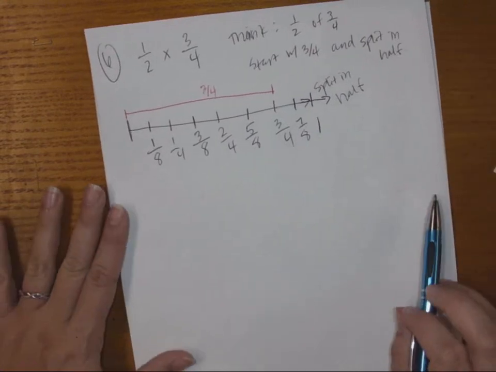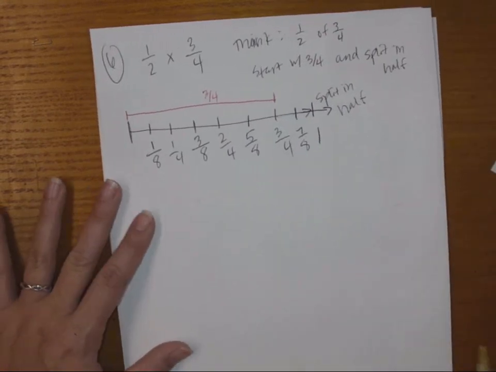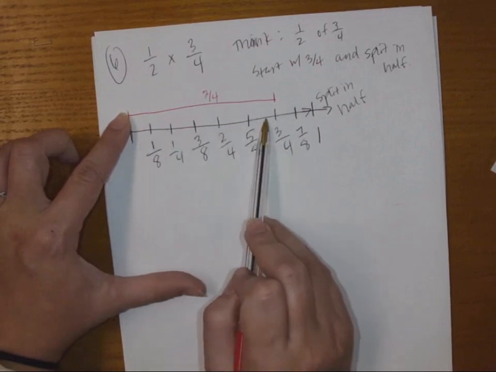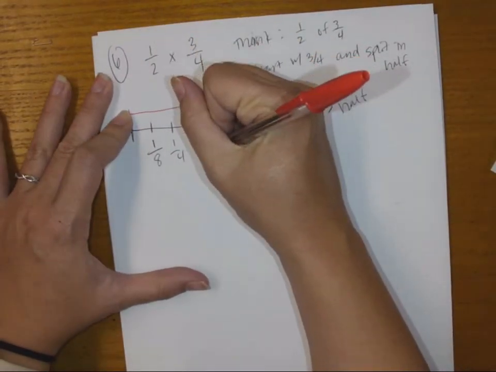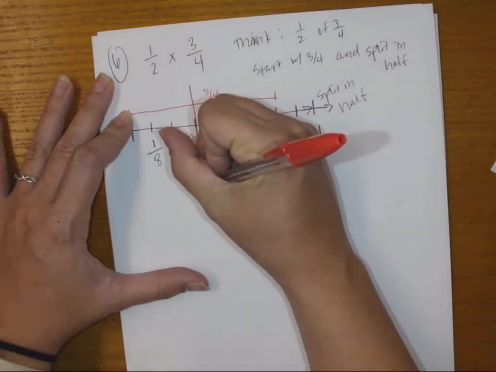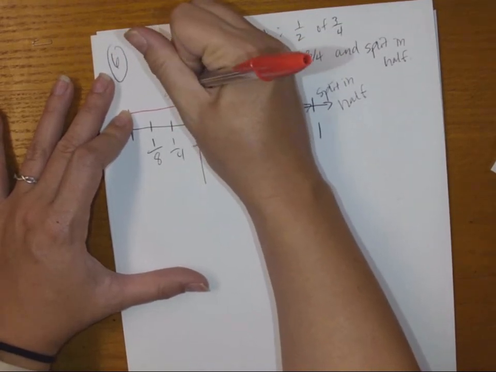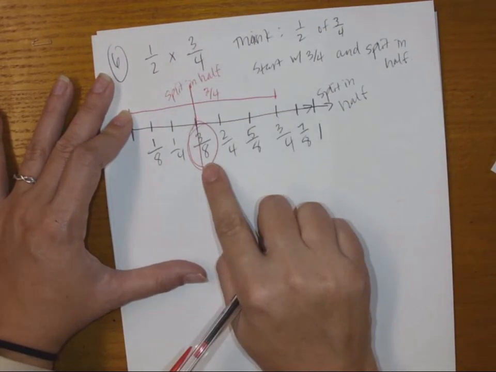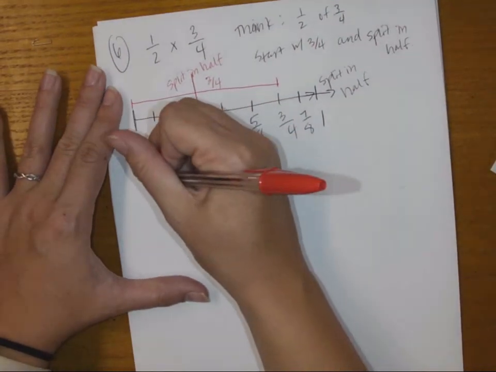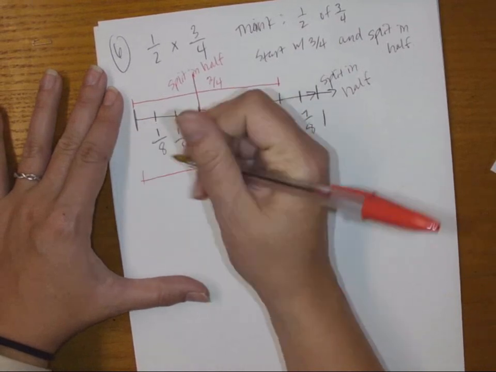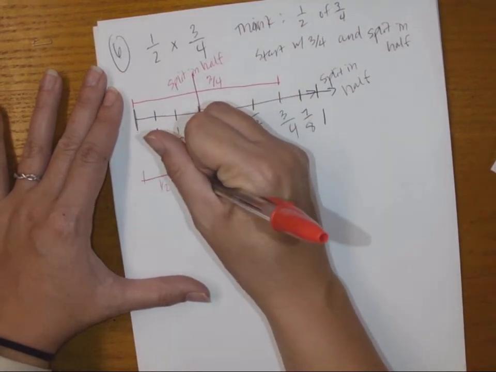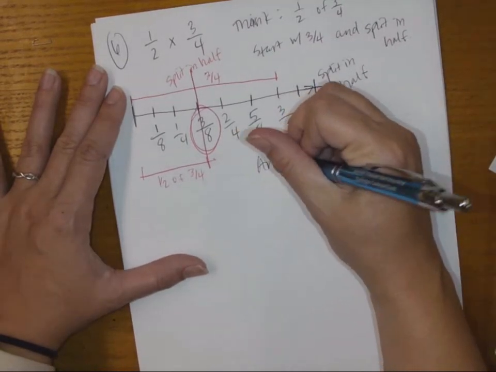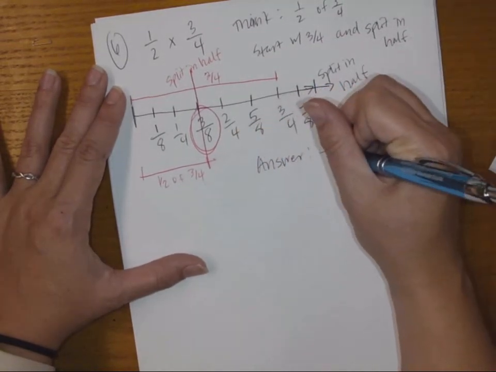Okay. So now when I go to split it in half, if there are 1, 2, 3, 4, 5, 6 pieces, 3 pieces would be half. So this right here is splitting in half. So my answer is 3/8, because this right here is 1/2 of 3/4. Okay, so my answer is 3/8.